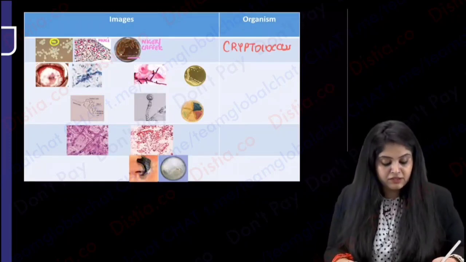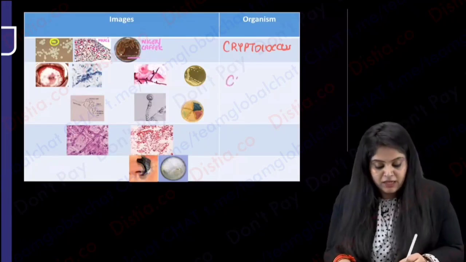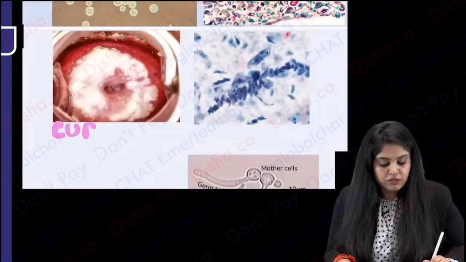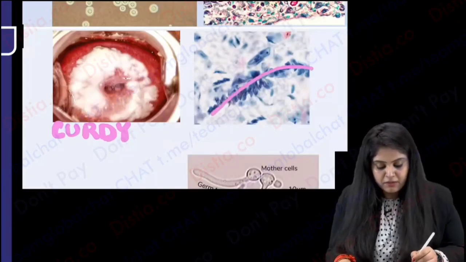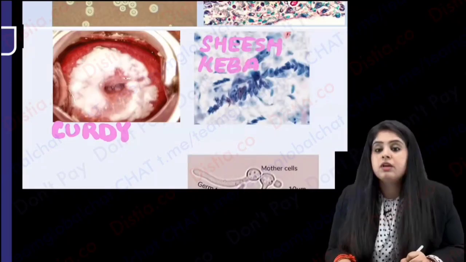Coming to the next is a classical thing related to so many pictures of Candida. Can you start marking all these pictures of Candida for me? So first and foremost, I could see what kind of a discharge. We could see a curdy white discharge. That's the first thing that you analyze. Other than that, this is the very famous shish kebab effect. So that's the next image that they are going to give you. Candida shows you a shish kebab effect.